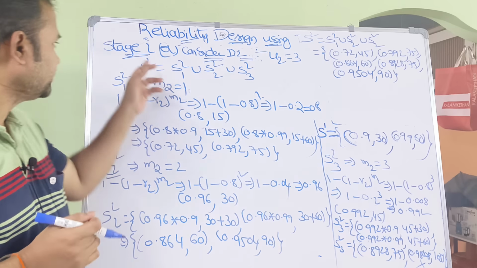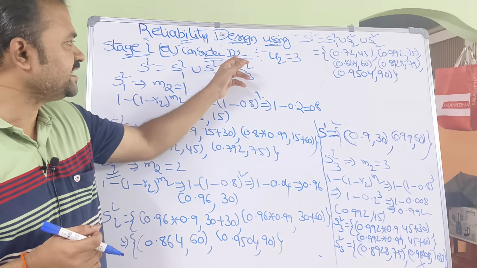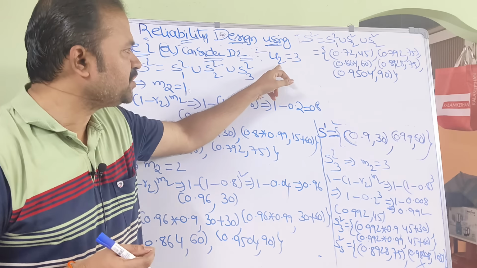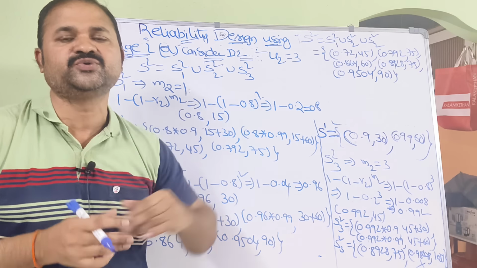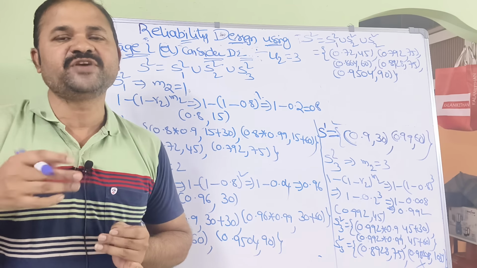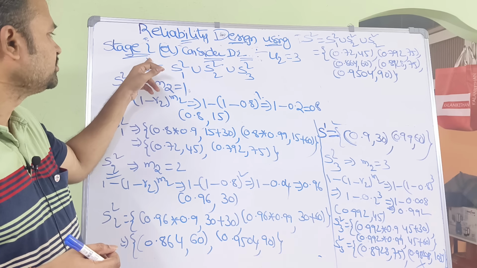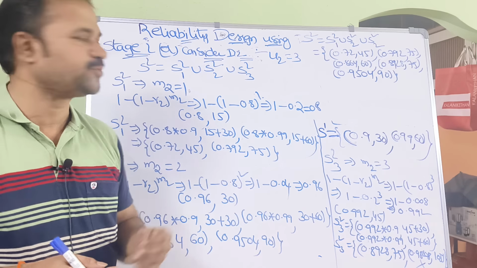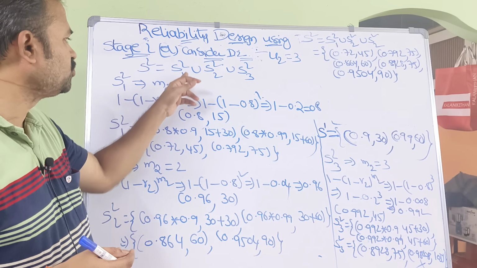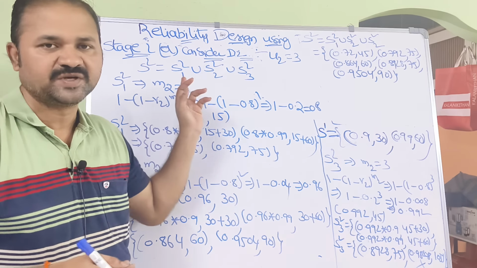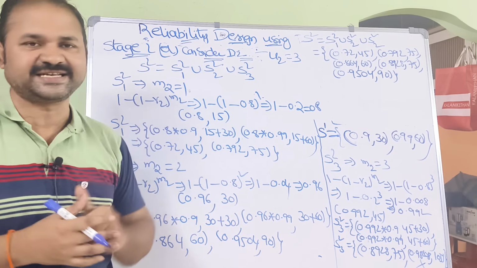Now let's see stage 2, or consider the second device, that is D2. Here the upper bound value is U2 equal to 3. So maximum we can take 3 copies. So S power 2, where this 2 specifies stage number 2, is equal to S power 2 1 union S power 2 2 union S power 2 3. So now we have to calculate these 3.